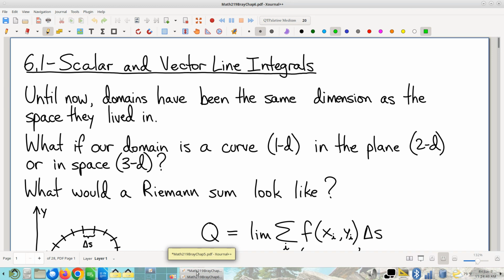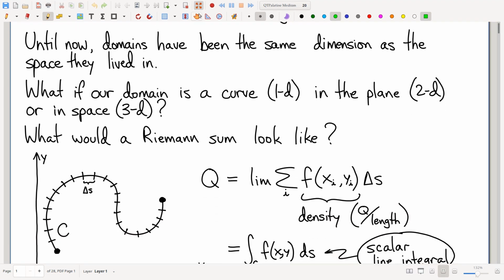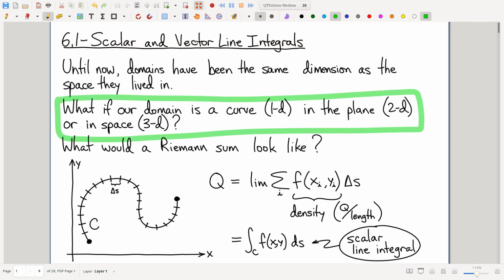We're going to start with a new definition. Got to be prepared for stuff like this to happen. And that is sometimes your domain might be what I'm going to call dimensionally awkward. So what I mean by this, you look back at every integral we've defined. We've done double integrals. The domain was two-dimensional, and it was inside of a two-dimensional space. It was the same dimension as the world it lived in.